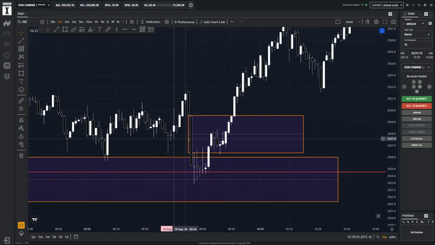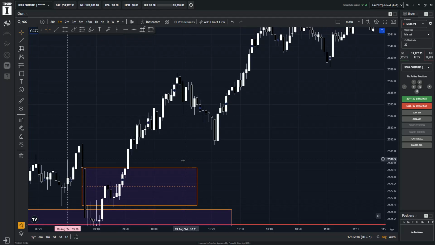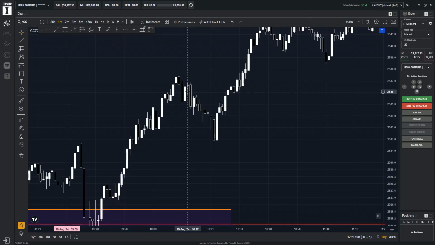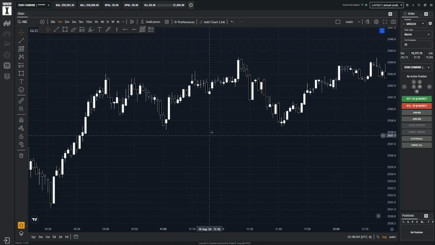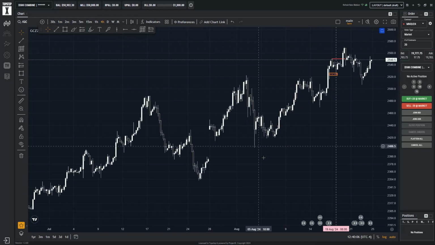Like, sure, we swept liquidity, sure, we came into a previous fair value gap, but typically you want to see the fair value gap being played within. So maybe if it was here, but you can see there's not really an imbalance here. We swept lows, didn't even tap into any fair value gap, not worth it. So that's an example of a day you wouldn't trade, right?